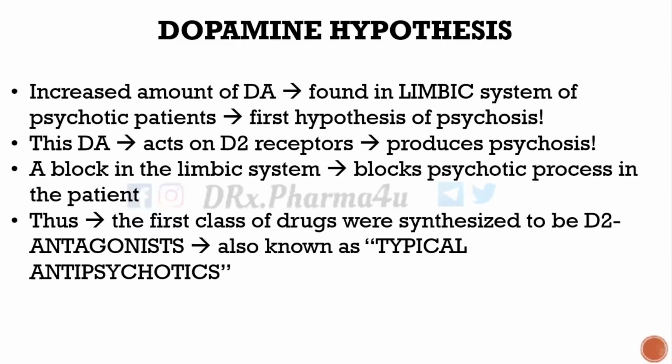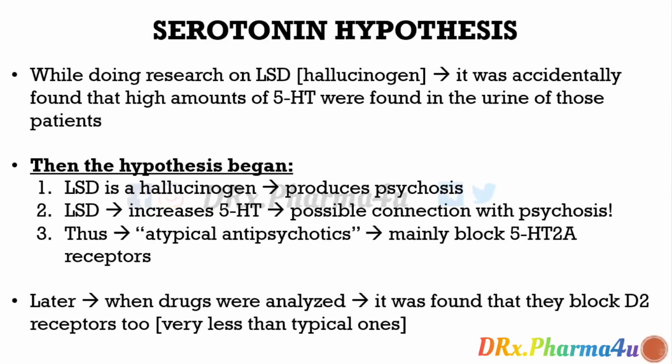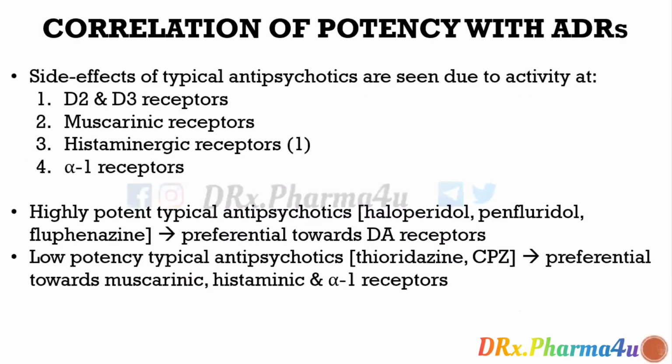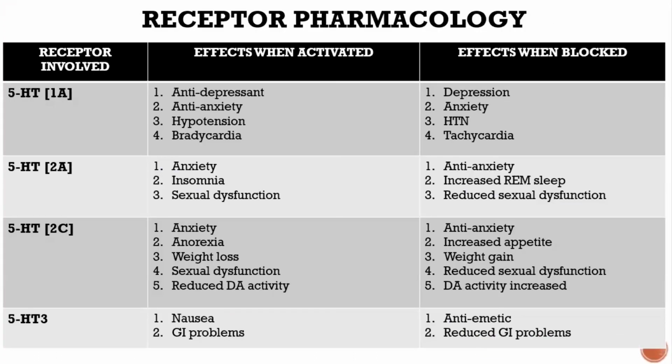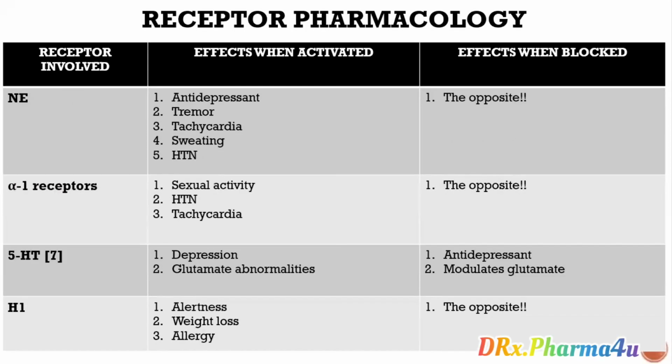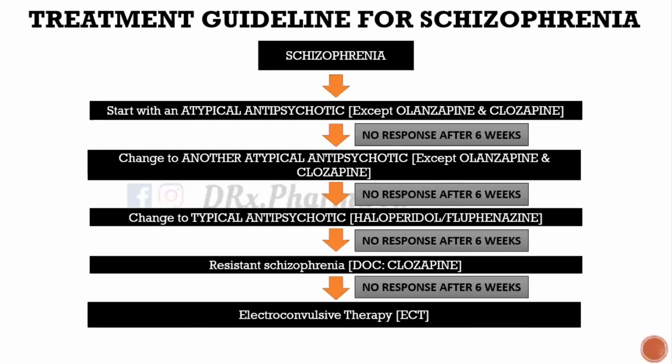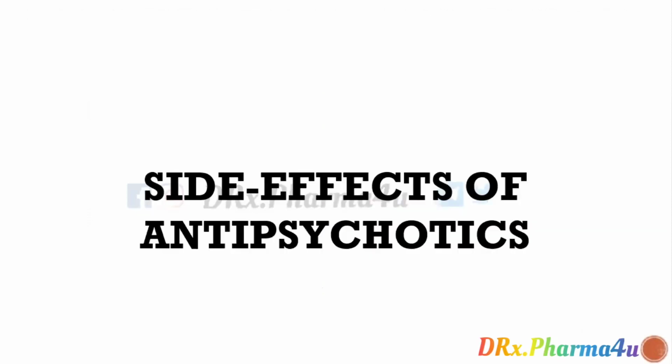Once again, we discussed the dopamine hypothesis and the serotonin hypothesis. We correlated the potency of antipsychotics with ADR. How can we predict the ADRs? Then we talked about the receptor pharmacology, and then the treatment guideline for schizophrenia. So today I will be talking to you about the side effects of antipsychotics.